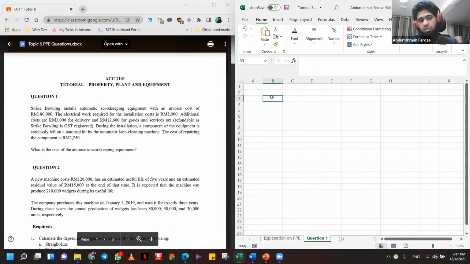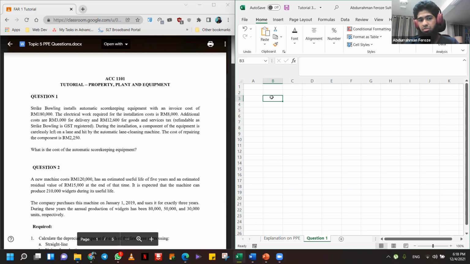Question 1: Strike Bowling installs automatic scorekeeping equipment with an invoice cost of 180,000 ringgit. The electrical work required for the installation costs 8,000. Additional costs are 3,000 ringgit for delivery and 12,600 for goods and services tax, which is refundable. During the installation, a component of the equipment is carelessly left on a lane and hit by the automatic lane cleaning machine. The cost of repairing the component is 2,250. Now the question is very simple: what is the cost of the automatic scorekeeping equipment?